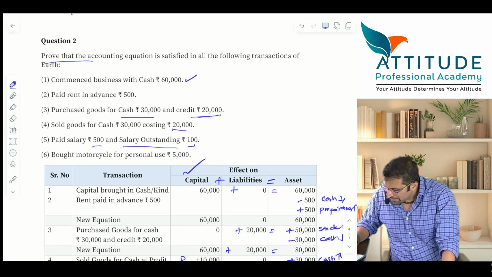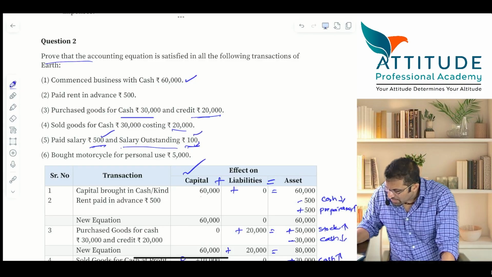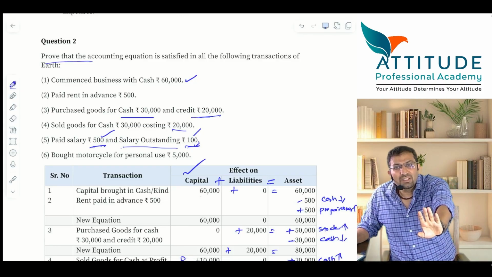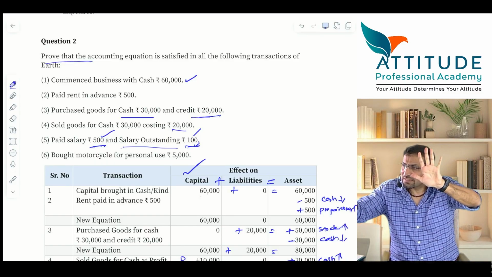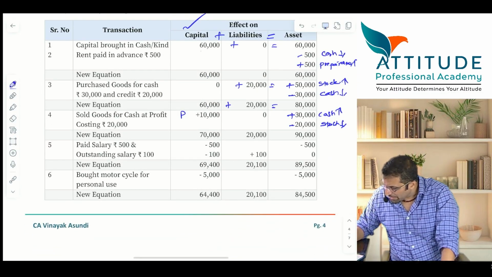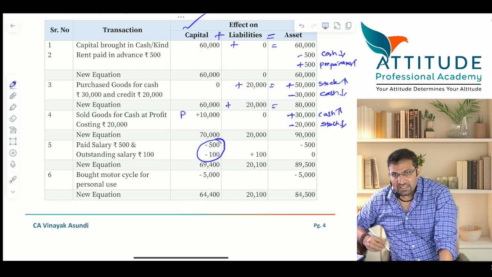Now, tell me here expenses are how much? 500 plus 100. Sir, but 500 is paid, 100 is not paid. 100 is not paid, it is outstanding, but it is an expense, no? So, total expenses are how much? So, more the expenses, less the profit, less the capital. Capital should reduce by 600. Look, it has reduced by how much? 600. Minus 500 minus 100.